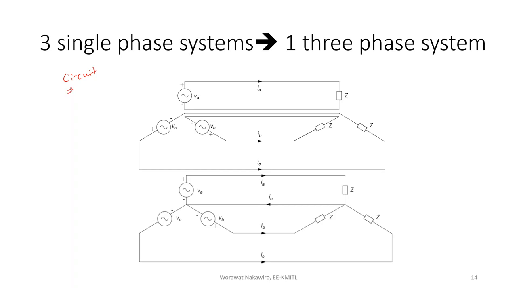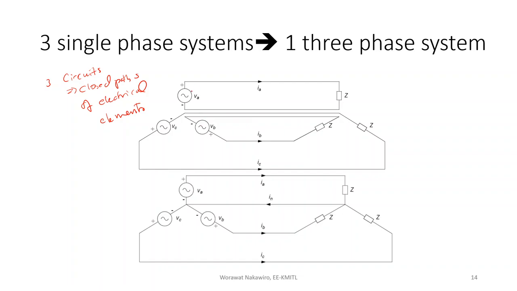A circuit is the closed path of electrical elements. Okay, this is the basic definition. Closed path means that if you have three circuits, you have three closed paths.